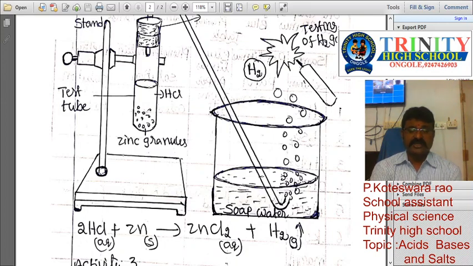But here I want to ask one question. What happens if metal reacts with base? Acid reacts with metal, we already discussed. What happens if base reacts with metal? Which gas is evolved? Does this reaction take place or not? So that is nothing but our activity 3.